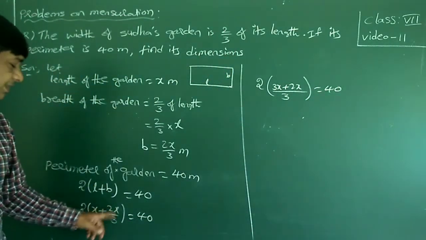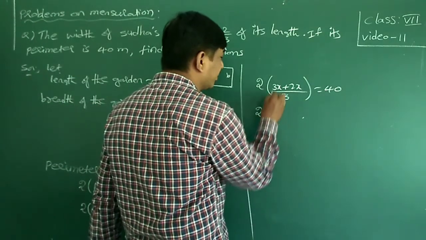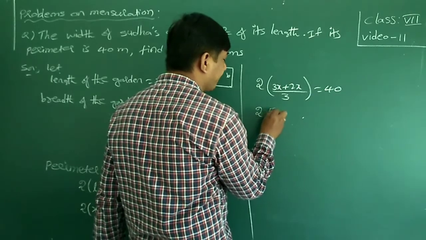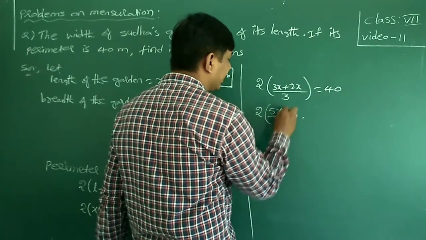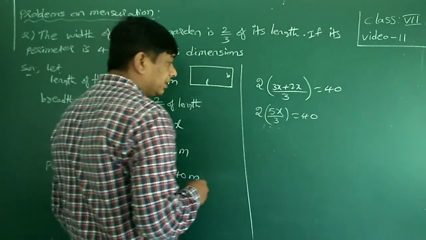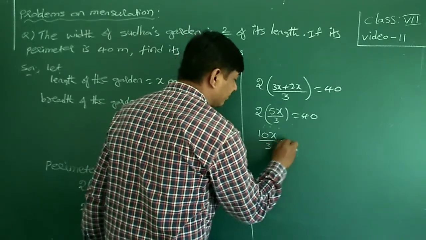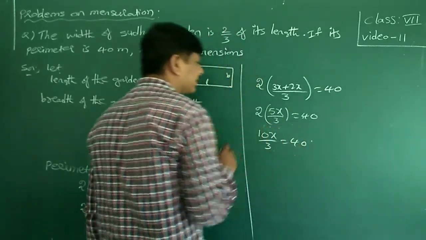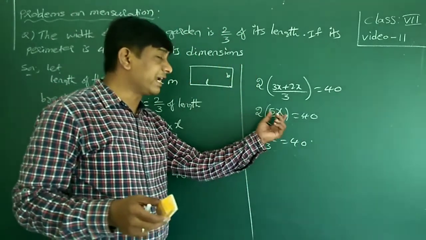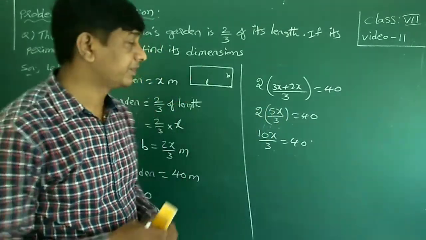2 into 3x plus 2x by 3 is equal to 40. Now 2 into 3 plus 3, 5x. 5x by 3 is equal to 40. Okay. 2 5s are 10. 10x by 3 is equal to 40. Why do we multiply with the numerator only? Because when multiplying a fraction and a whole number, you should multiply only the numerator.